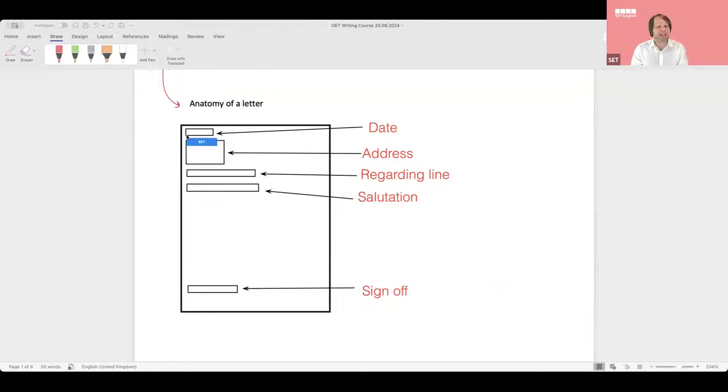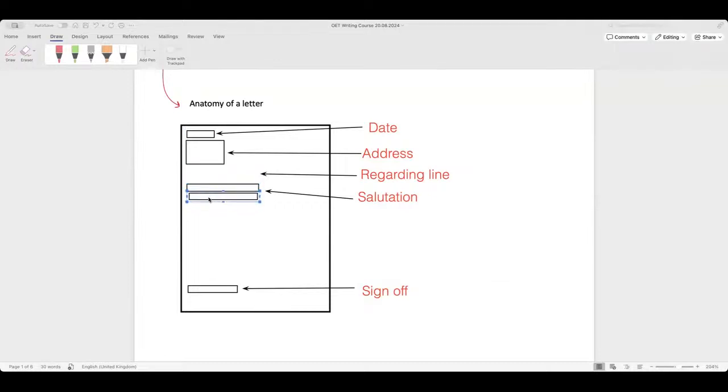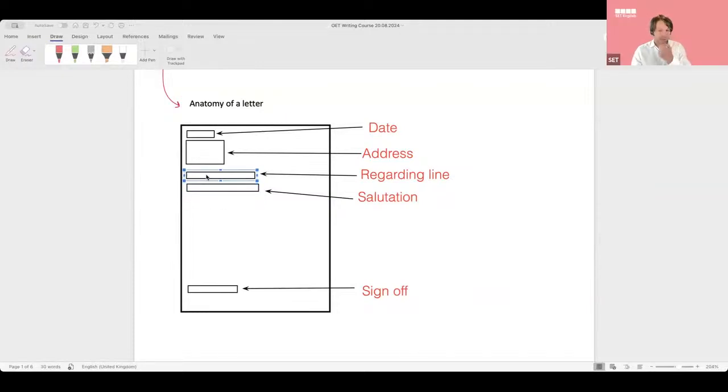Now let's think about the date. Can I move the date? Is it okay underneath the address? Yes. It can go in both places, okay? The RE line, the regarding line, is it okay below the salutation? Yes. Okay. It doesn't really matter. You can have both. Both are acceptable, okay?